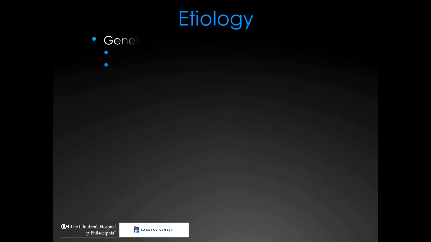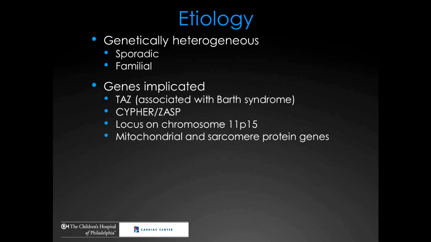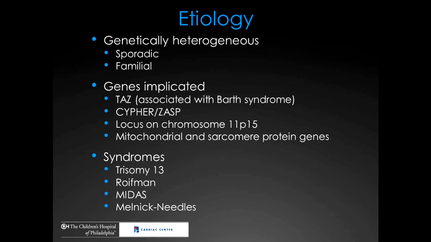What is the etiology of LV noncompaction? It is genetically heterogeneous, so there can be sporadic cases as well as cases that run in families. There are particular genes that have been implicated in its diagnosis, most classically the TAZ gene, which is associated with Barth syndrome, but also other genes that are listed here, including genes that are associated with the proteins that make up the myocardial cells. And it can be seen in association with syndromes as well, most classically trisomy 13.